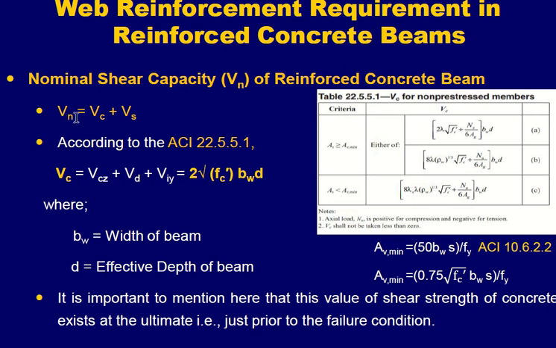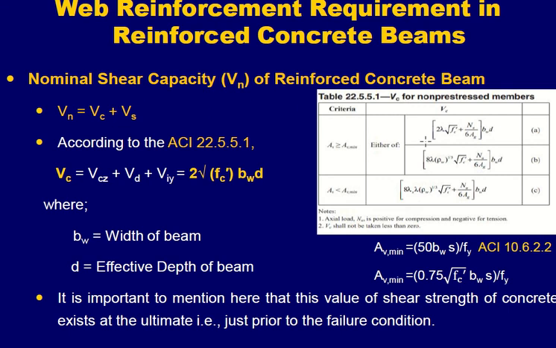Again, coming to the equation, Vn is equal to Vc plus Vs, and we determined the value of Vc according to ACI 22.5.5.1. Vc is equal to 2 under root fc prime bw into d. We know this from the previous slide. So you can directly find this value from this formula, okay?